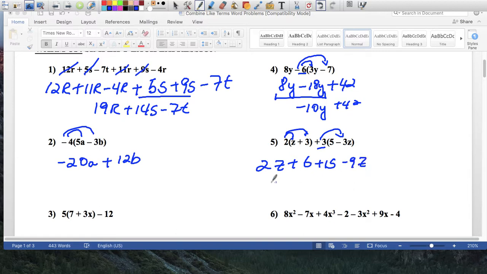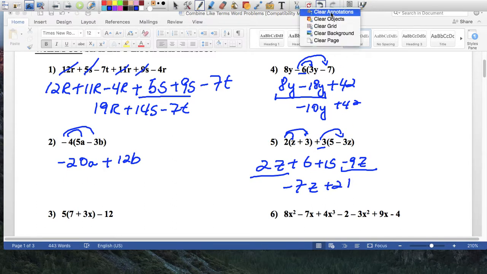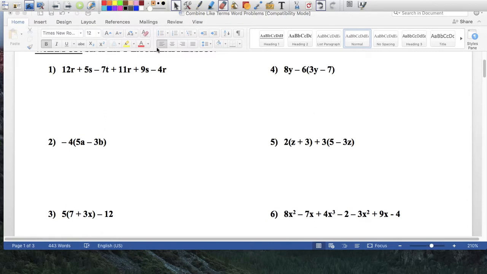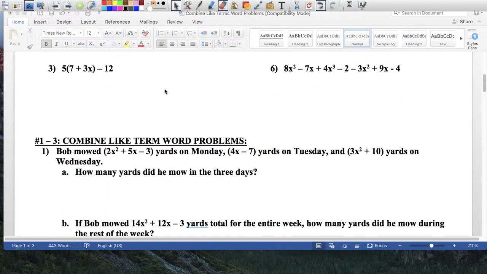9z. Combine like terms, I can combine this guy and this guy. So it's 2 minus 9z, which is negative 7z. And then 6 plus 5, they're both positive. That's easy enough. 21. This is just, again, parentheses.